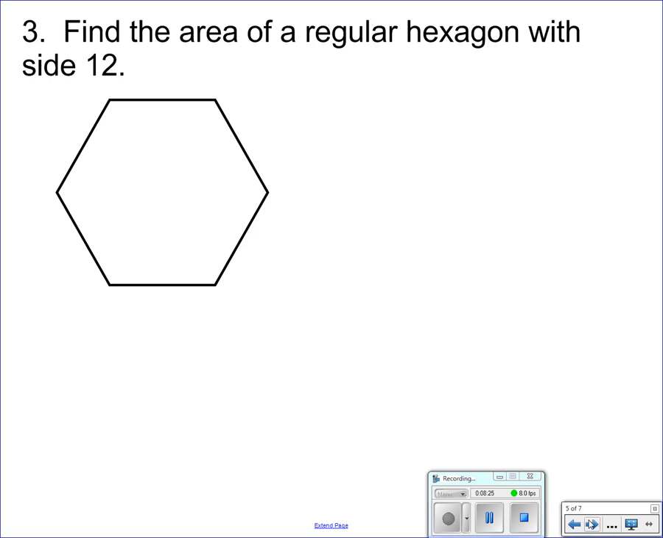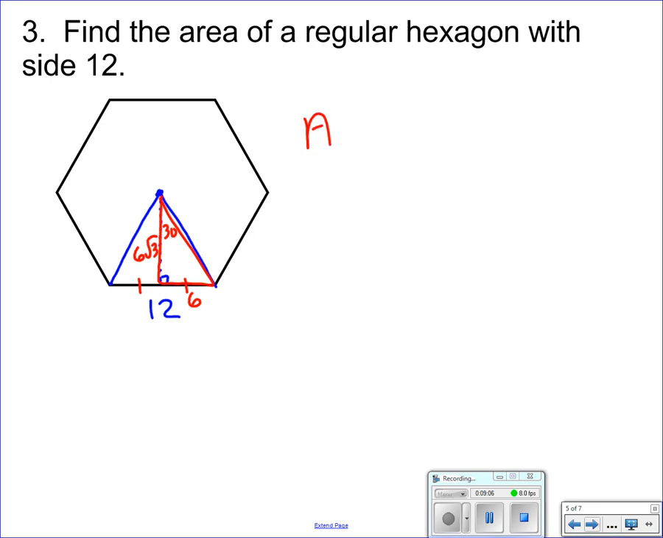The next one, find the area of a regular hexagon with side length of 12. All right, so this length is 12. If you memorize that a hexagon, when I drop down that apothem, you get one of these is a 30, 60, 90 triangle. Because this is congruent to that. This length is 6. This is 30. So our apothem is opposite the 60-degree side, which is 6 root 3.